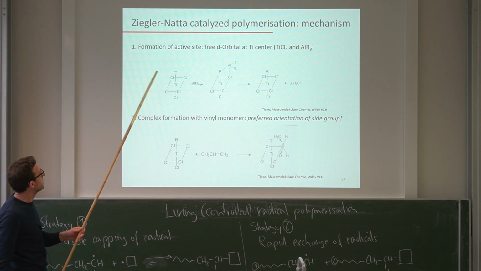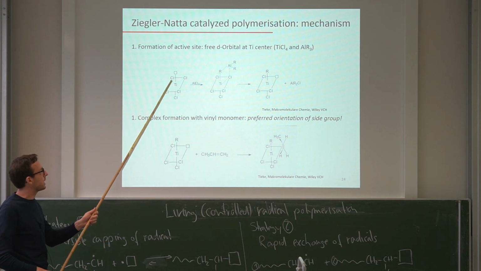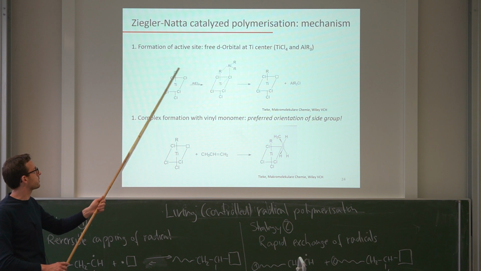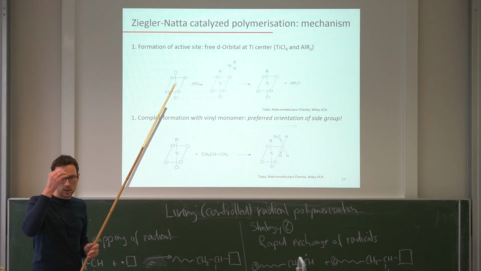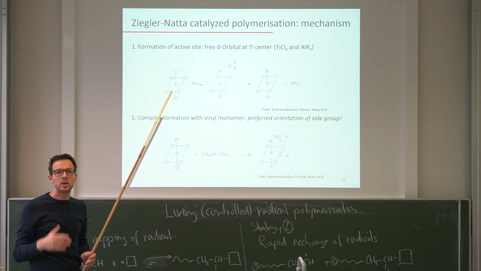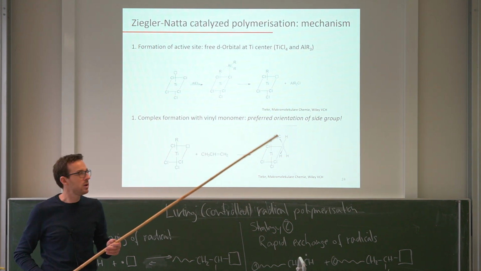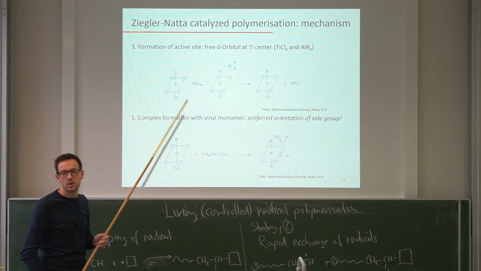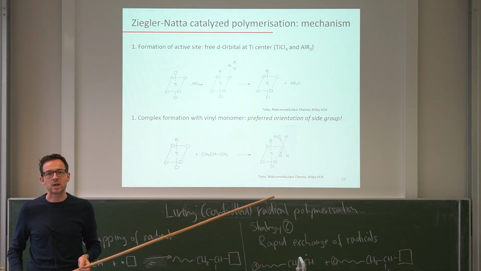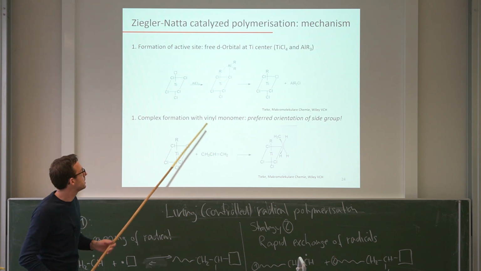So as we said, this is a mixture of titanium chloride. This is the surface of titanium chloride. And we add an organometallic component. And you've seen organometallic components before in the lecture, combinations of, for example, in this case, aluminum and an organic rest, in this case, for example, ethyl groups.